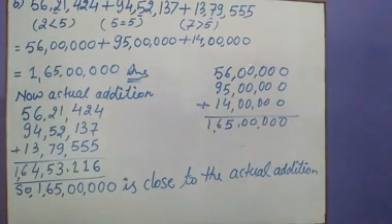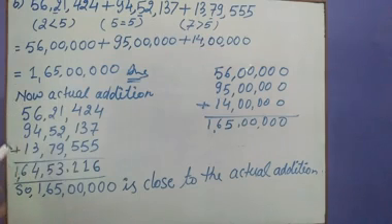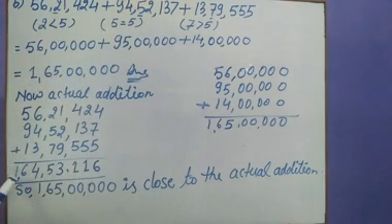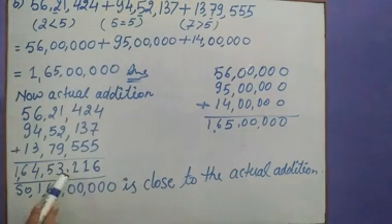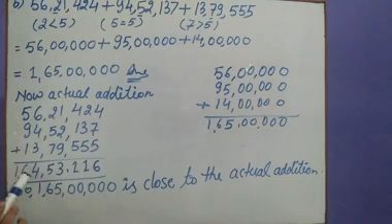Now we will check this answer with the actual answer. Now actual addition is, we will add all these numbers. After addition, we will get 1,64 lakh 53,116, and we can see this number is close to actual number. Okay.